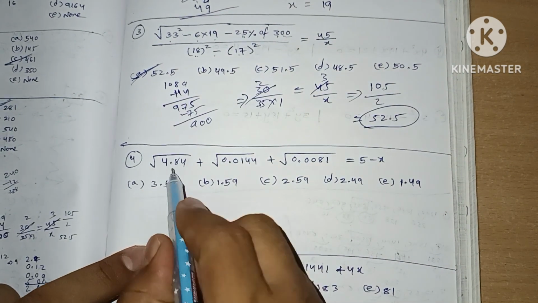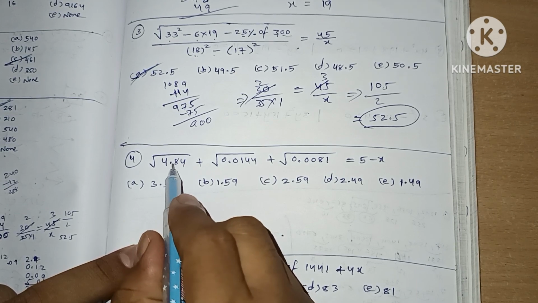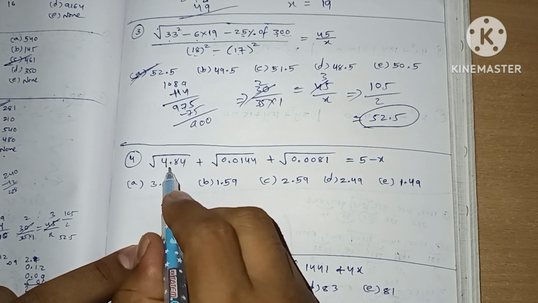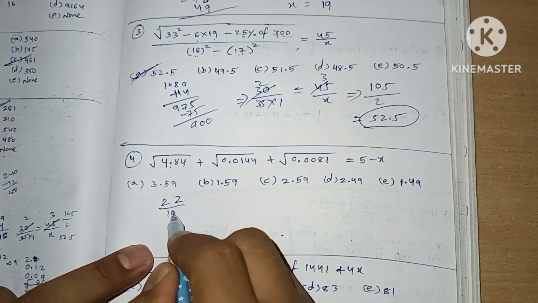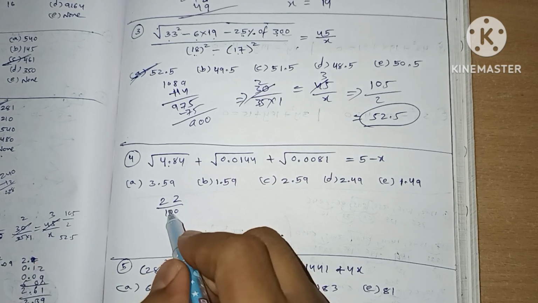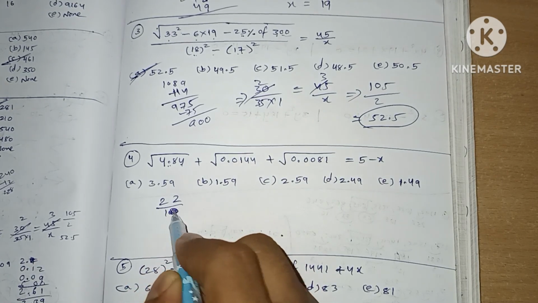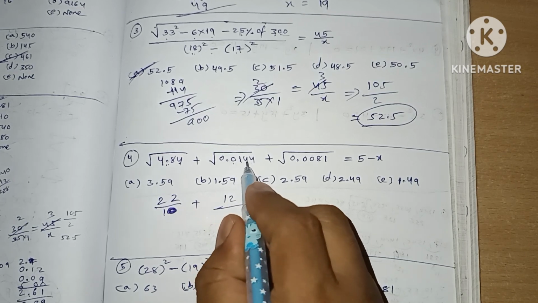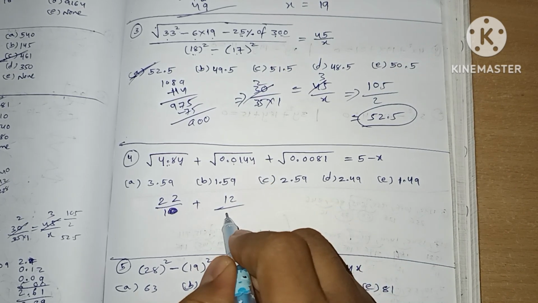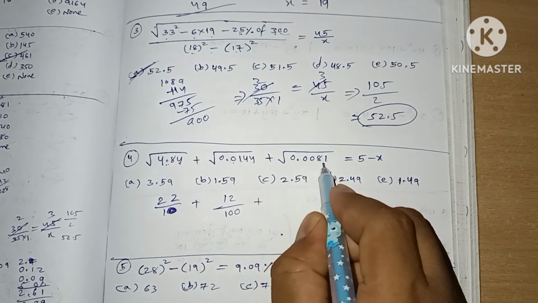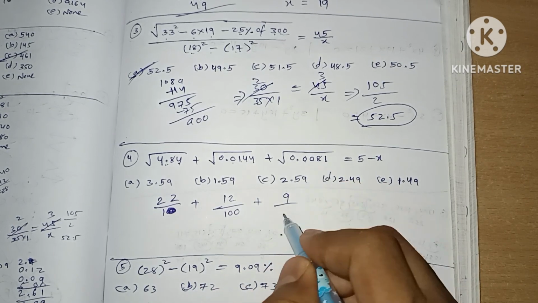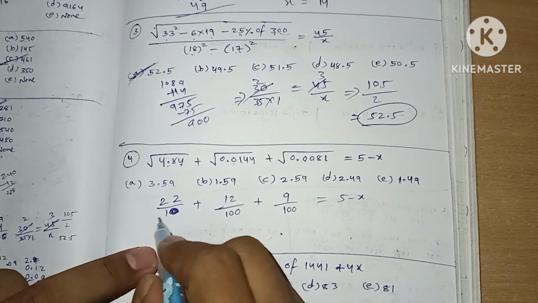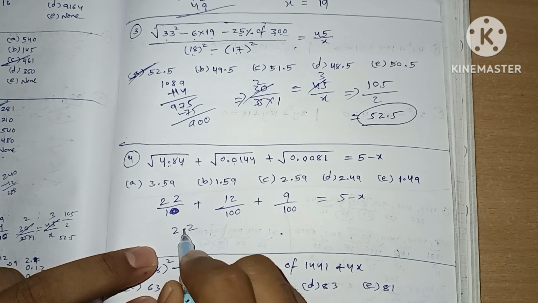Next, the fourth question, 4.84. Let's leave the point aside: 484. 484 is 22 square, and this is divided by 100, whole root. Here there are 2 digits, so we get a 1 digit, 10. Here it is 12 square, and here 4 digits, so we get 2 digits, 100, plus 9 square divided by 4 digits, so we get 2 zeros, equals 5 minus x. So this will be 2.2.